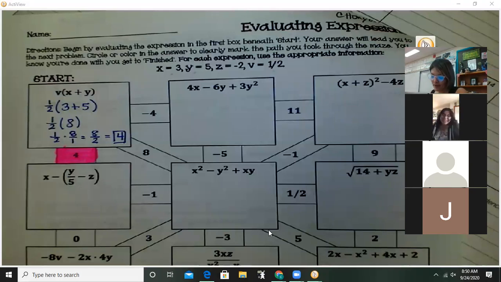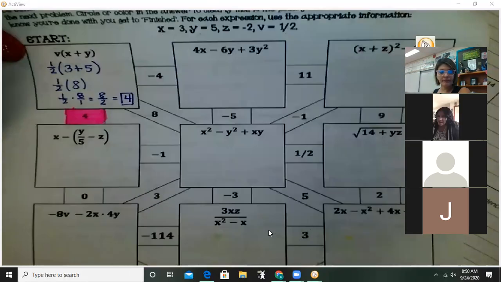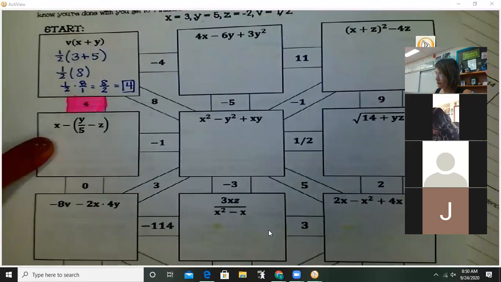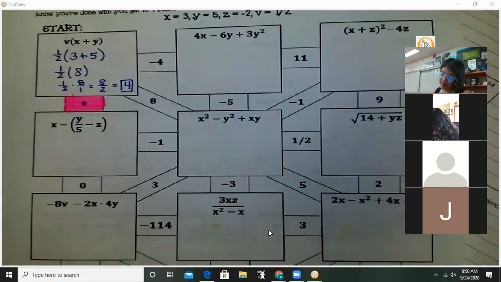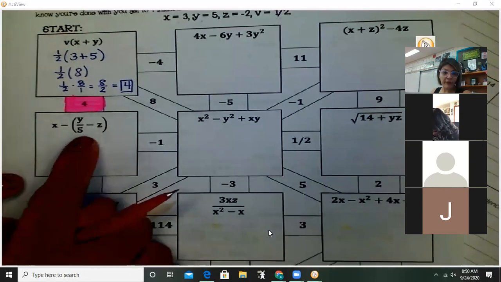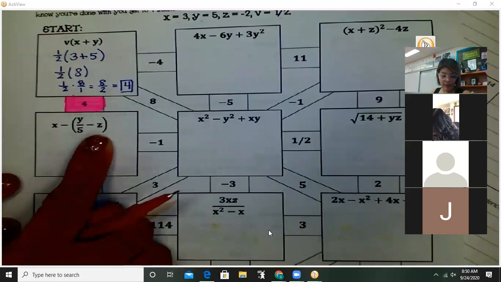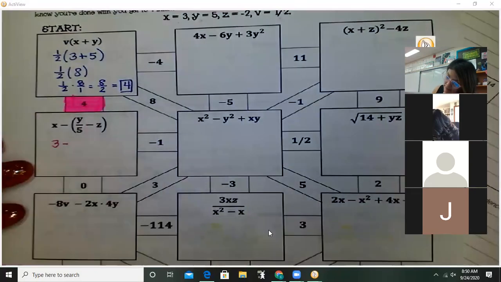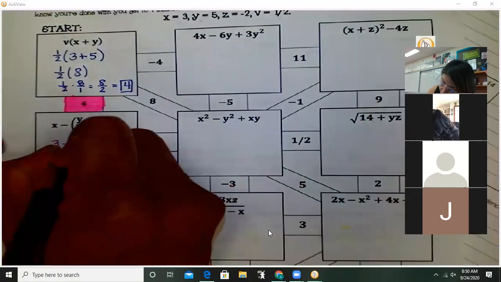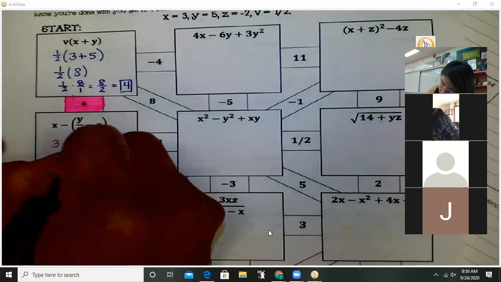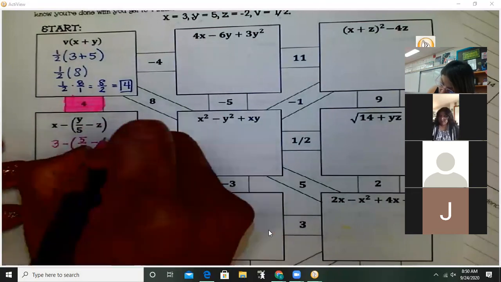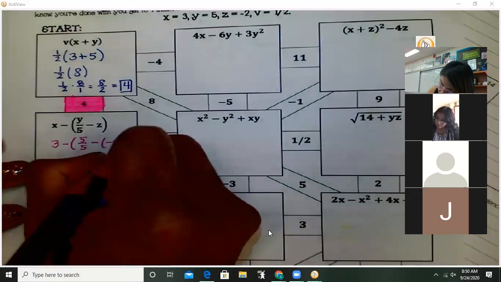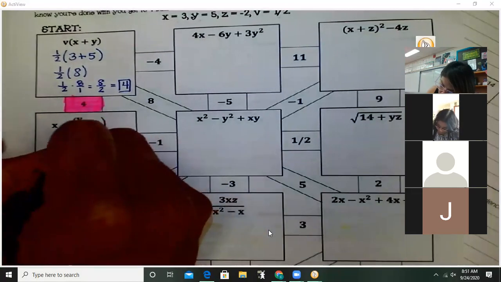Okay. All right, let's go to the next one. I'm moving on. Right here, I have x minus the difference of y divided by 5 minus z. I'm going to plug in my values. My values are 3 minus, my y is 5 over 5 minus negative 2. I'm going to change this to a bracket.